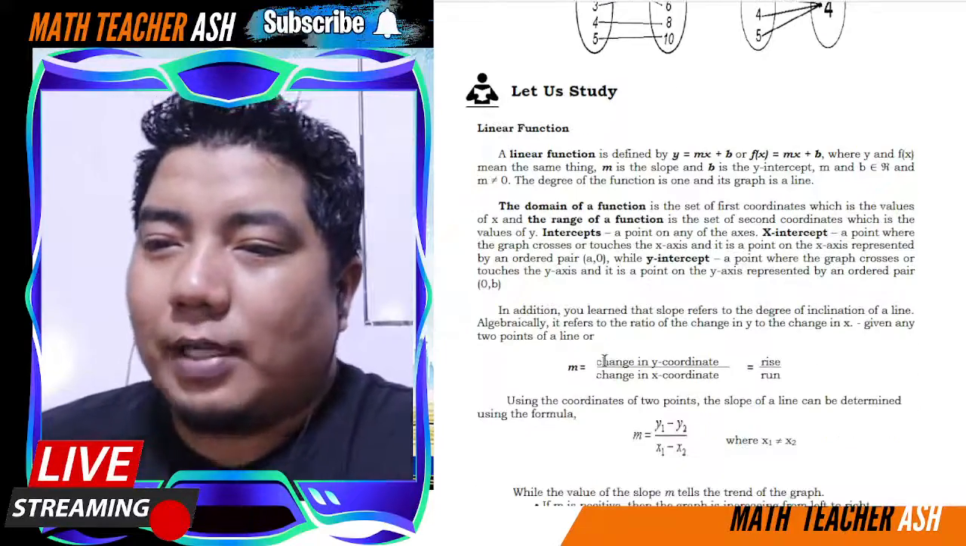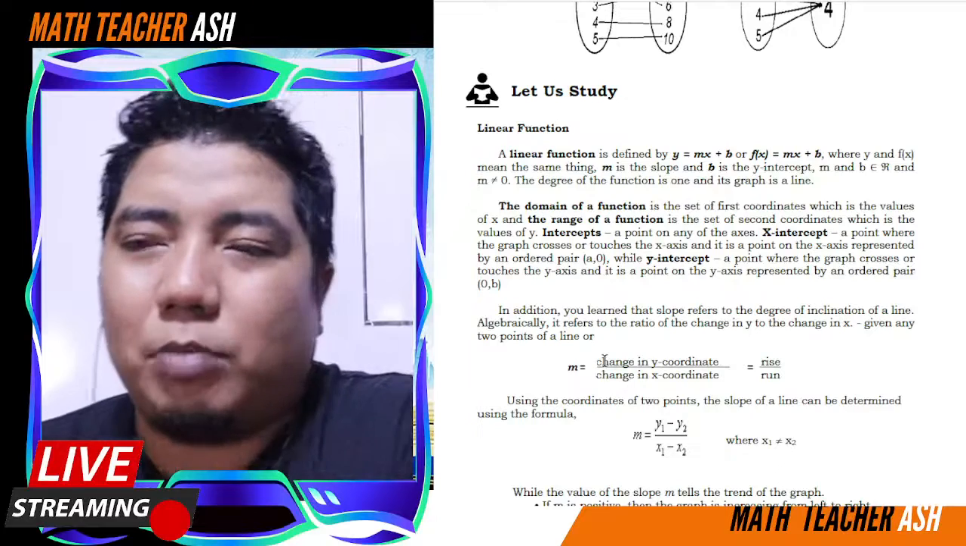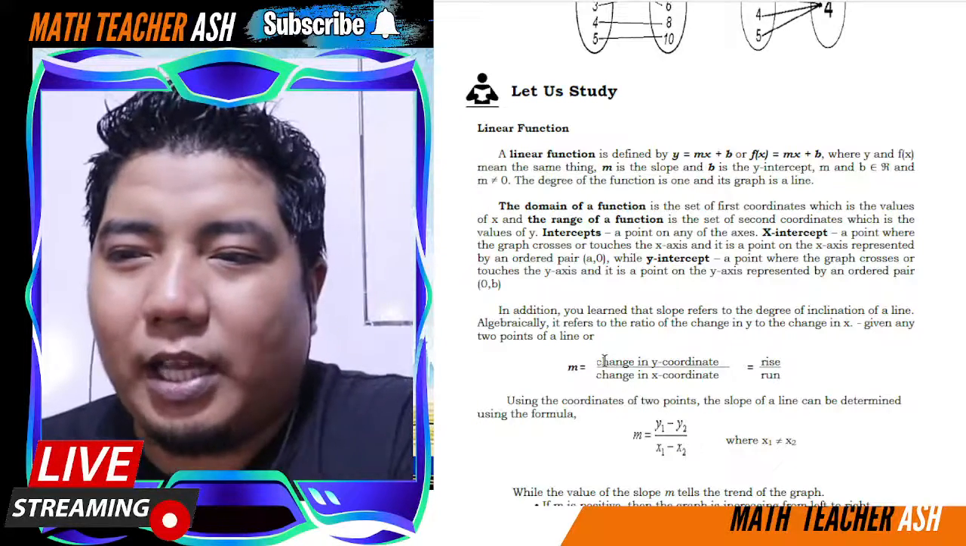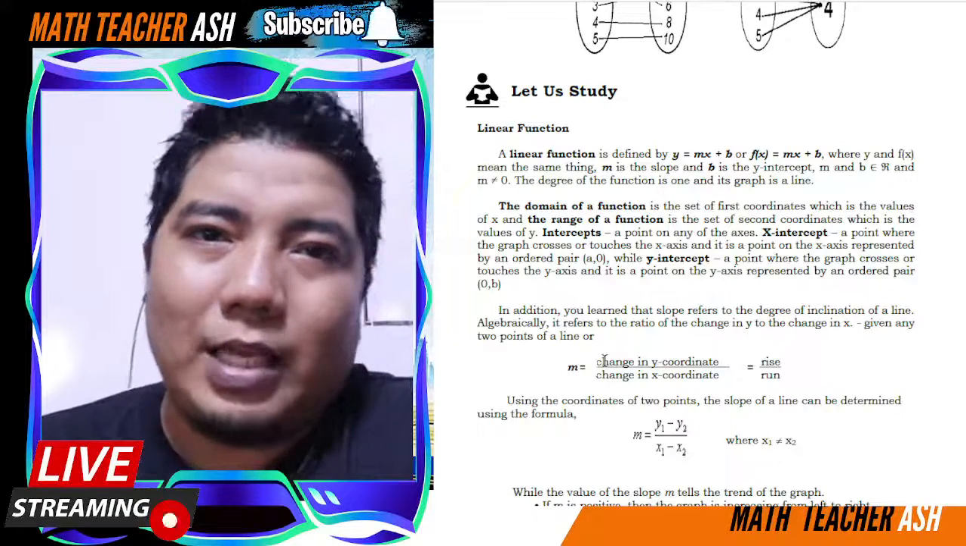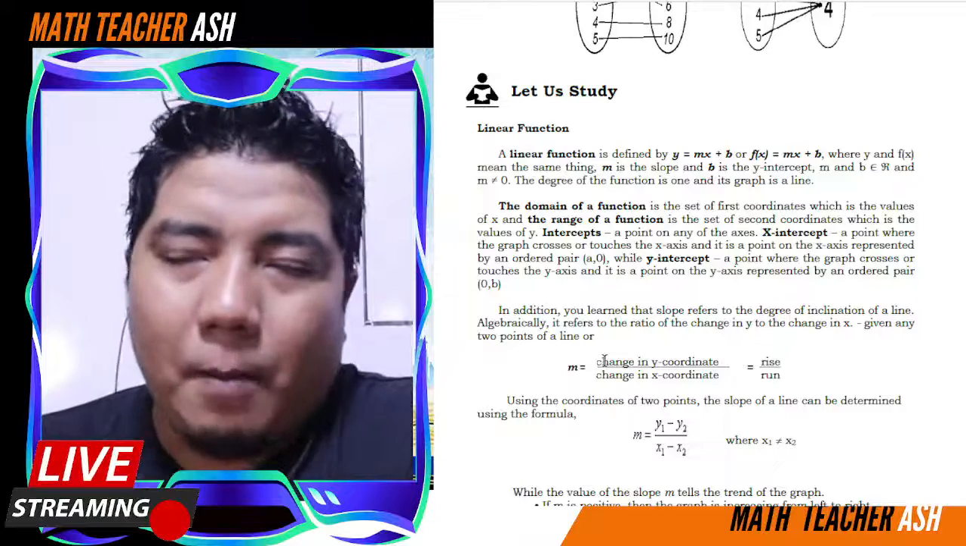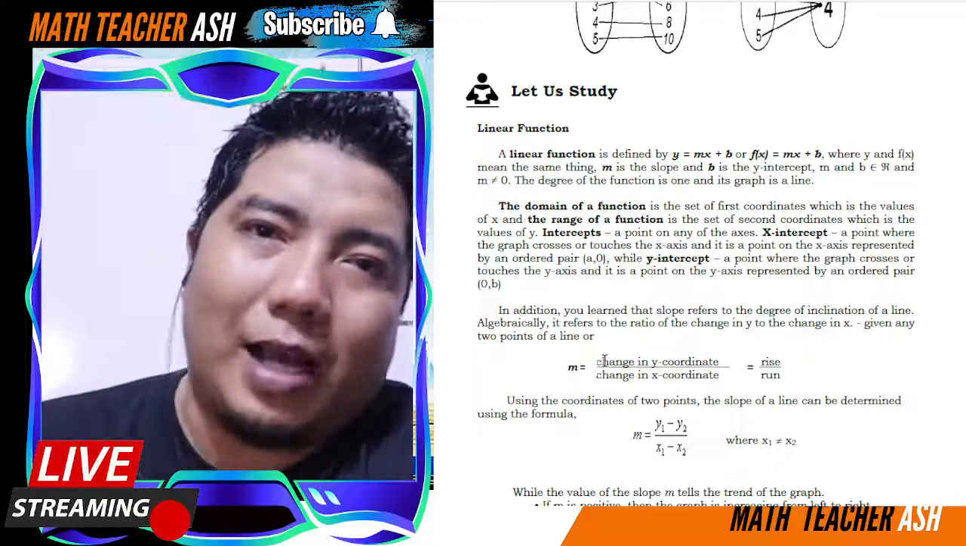Ano nga ba ang linear function? Basically, ito ay isang function in the first degree. When we say first degree, yung highest exponent niya ay 1. Ibig sabihin, meron siyang variable, pero wala kang makikitang exponent na nakalitaw because that is understood as 1.